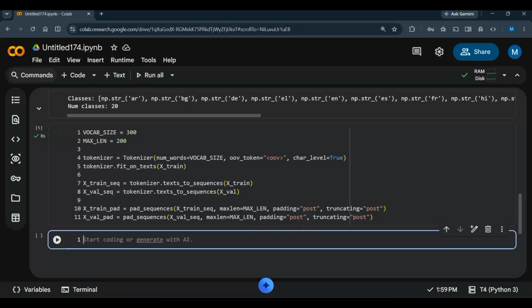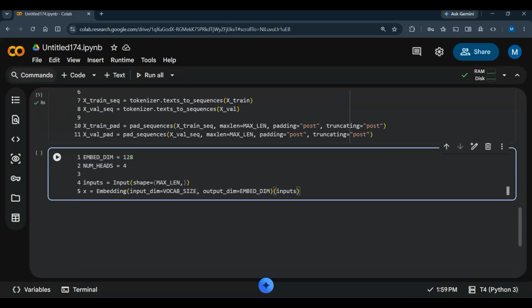Now the heart of this project, the architecture. Think of it like building with Lego blocks, one piece at a time, because each layer has exactly one job. The input layer sets the expected shape. Every sentence is padded or trimmed to exactly 200 characters.